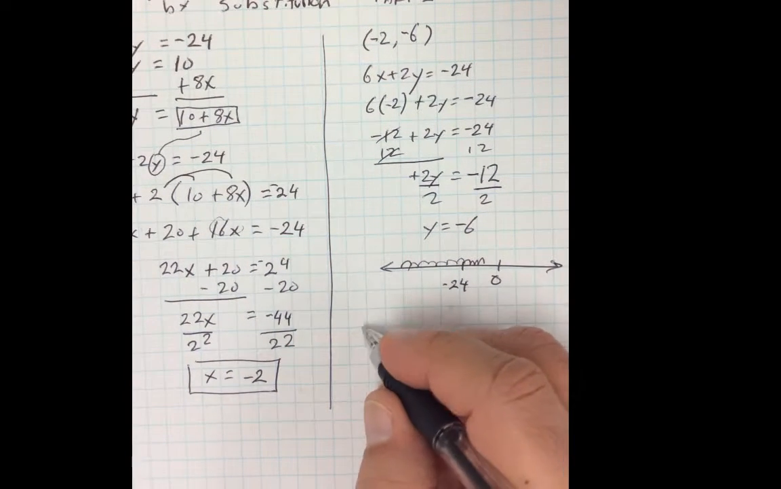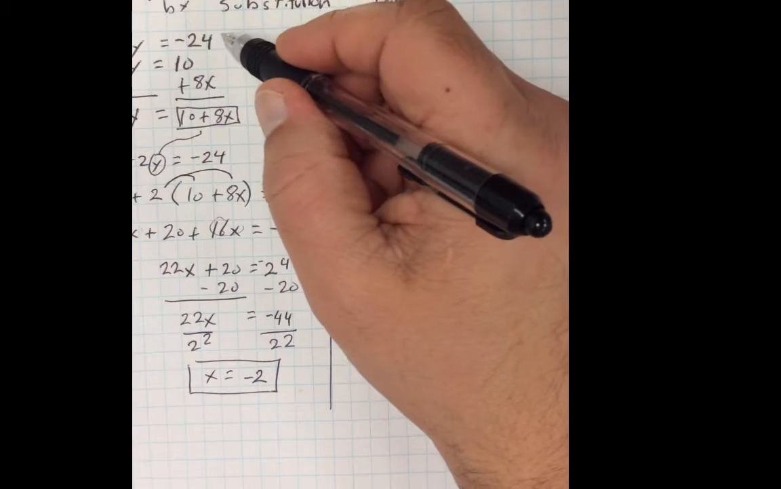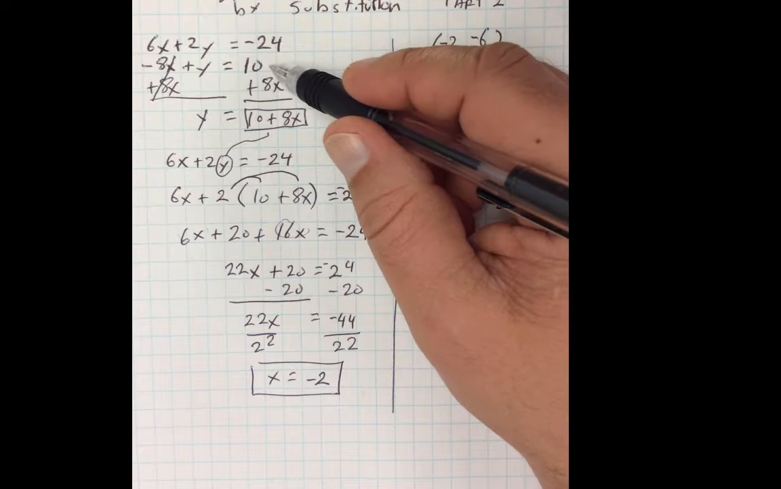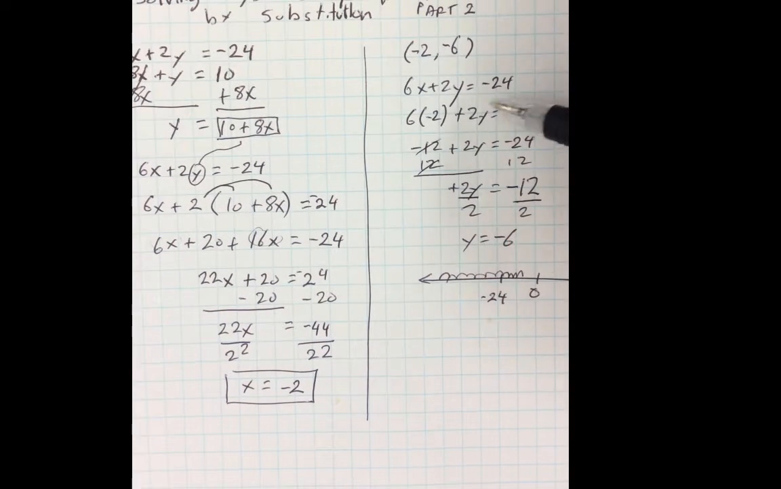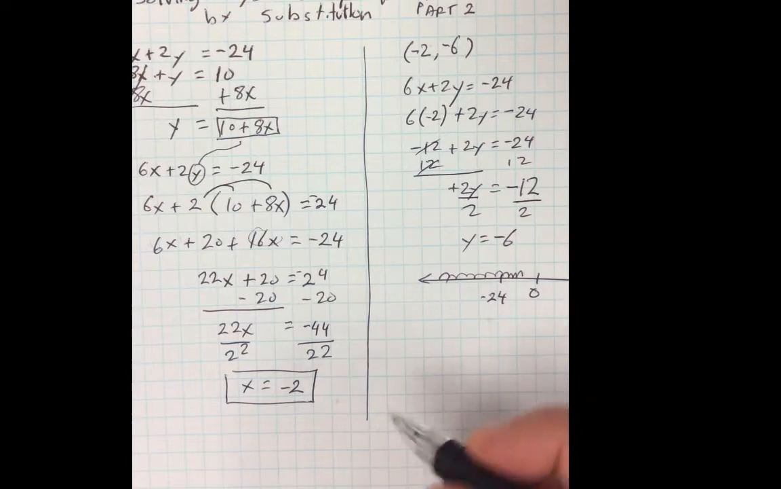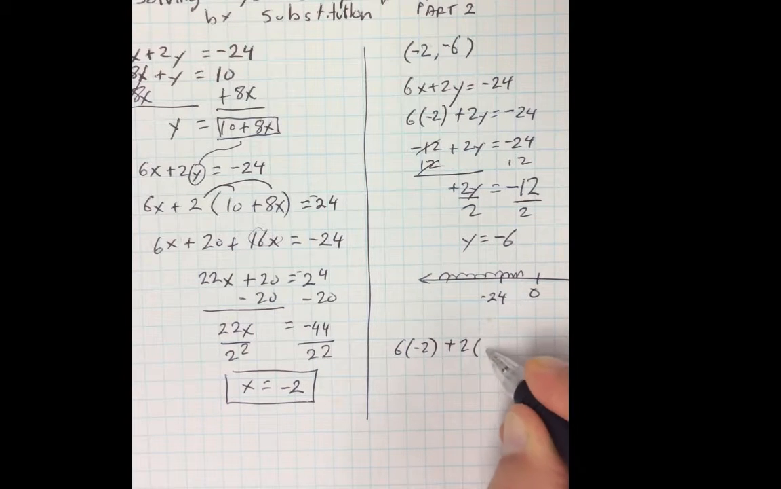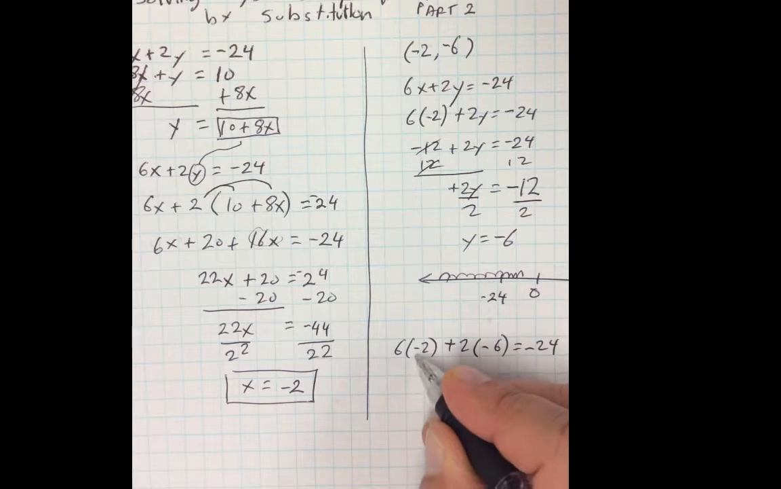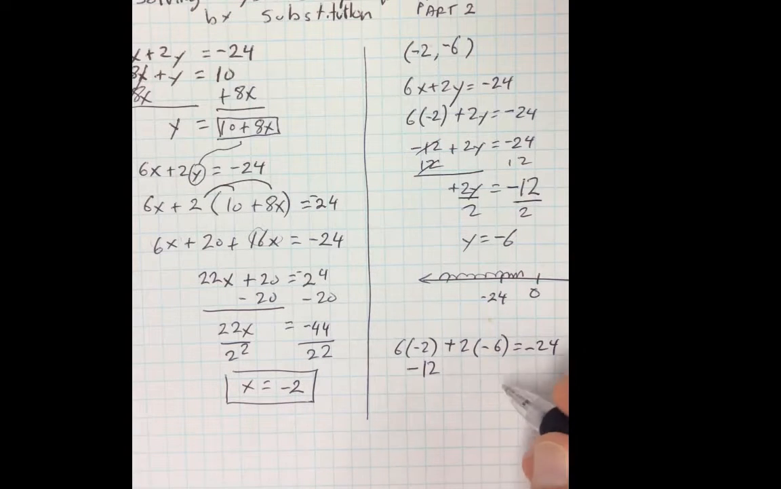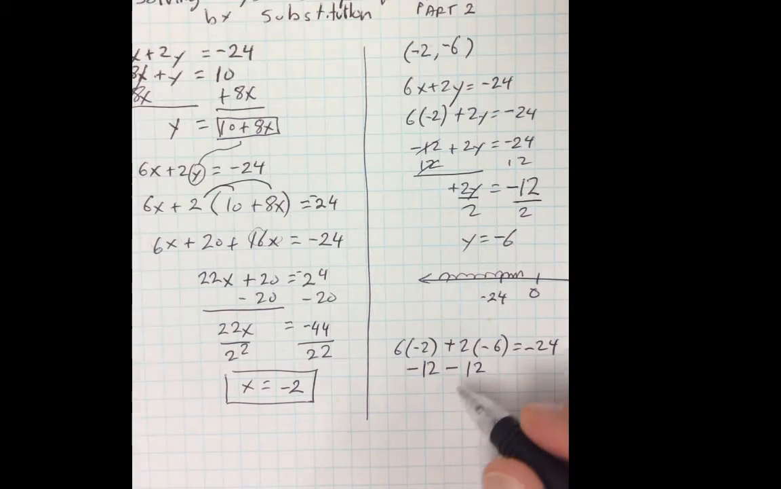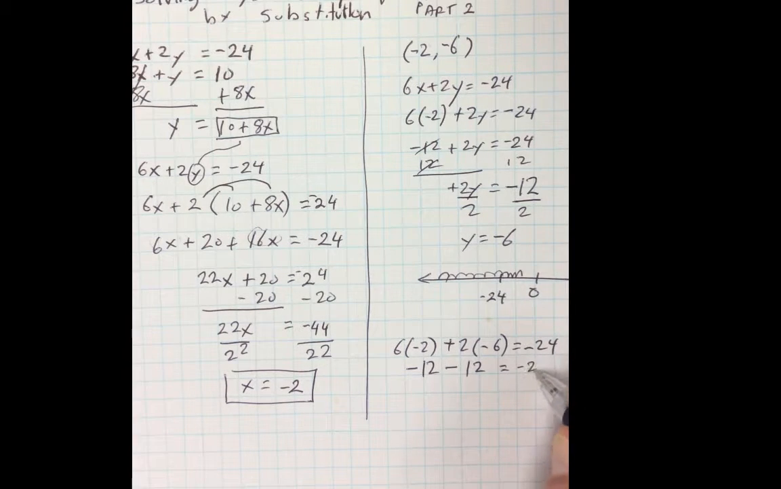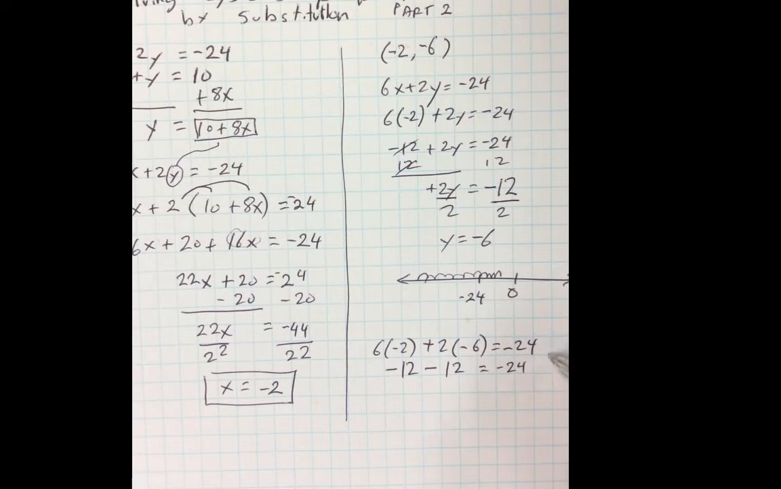The way we do that is we write these equations, 6x plus 2y equals negative 24, and negative 8x plus y equals 10, but we substitute in the values x equals negative 2 and y equals negative 6. So 6 times x, which is negative 2, plus 2 times y, which is negative 6, equals negative 24. Let's see if that's true. 6 times negative 2, a negative times a positive is negative, so negative 12. And then 2 times negative 6, another negative 12. If you subtract 12 from negative 12, you get negative 24. So we know that the ordered pair negative 2, negative 6 satisfies the first equation.